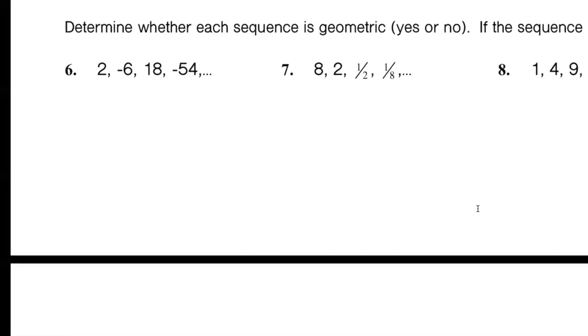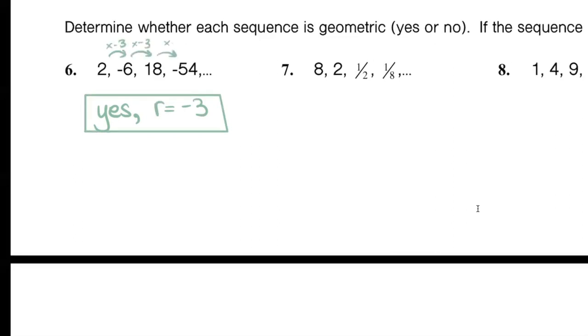Good. Yes, guys. Nice. R is equal to -3. Excellent job. So you multiply by -3 each time to get to the next term. Multiply by -3, multiply by -3. All right, let's try number 7.